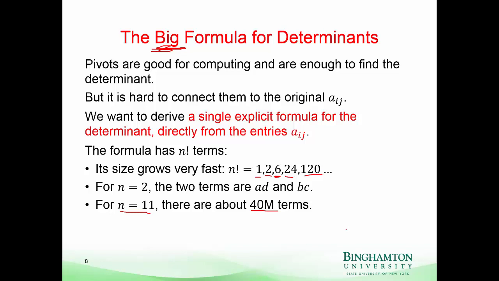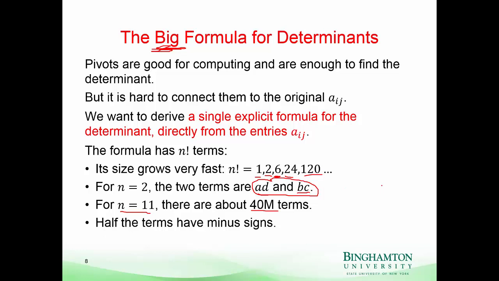At 40 million, who's going to argue if you round off by a couple thousand? So 40 million terms is a lot to consider. For the n equal to 2 case, we've already seen the 2 terms involved, AD and BC. They're in our beloved formula for the 2x2 determinant. And just like we saw for the 2x2, half of these have a negative sign and half of them have a plus sign.